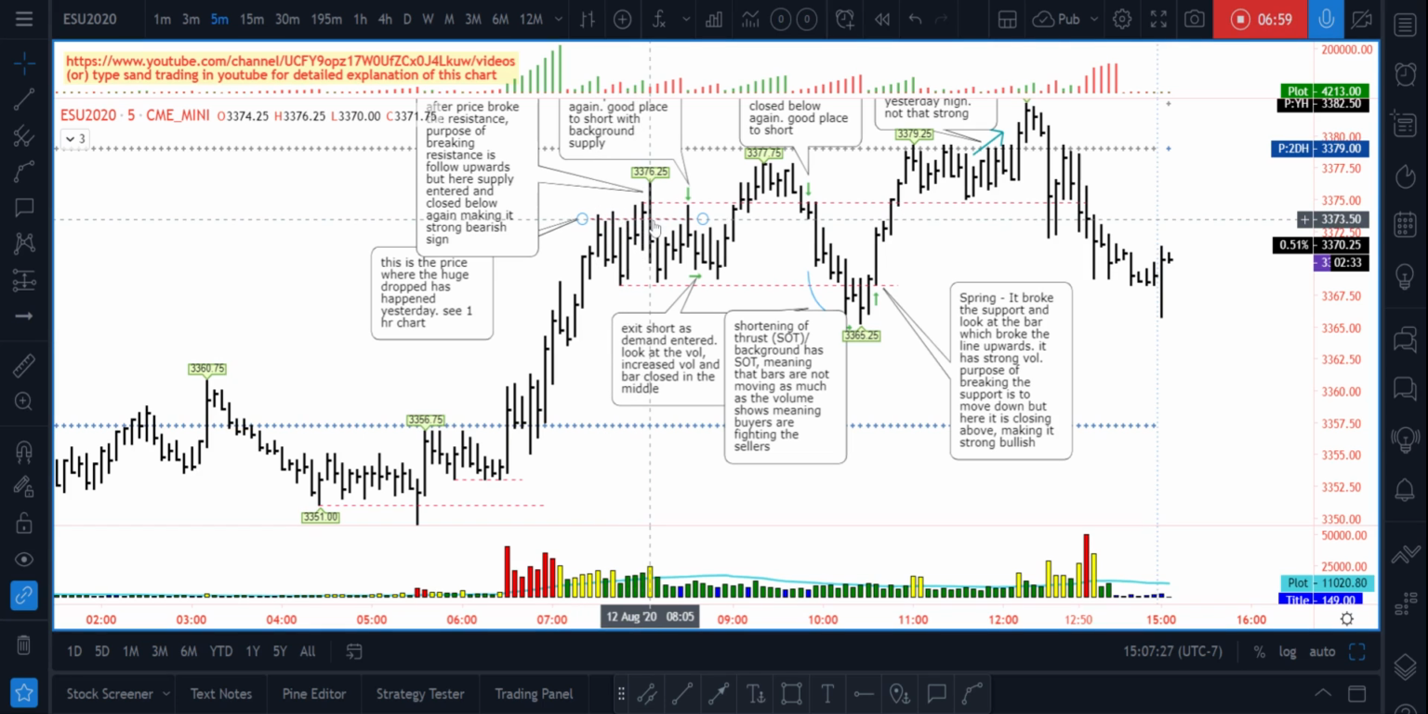And then what happens immediately? See this one, right? The purpose of breaking the resistance is to go upwards, not downwards. So you broke the resistance, the purpose is going upwards. But what happens? It goes up and then closes below that level with a popping volume. Look at the volume, meaning that sellers came in strongly and rejected the move, right?